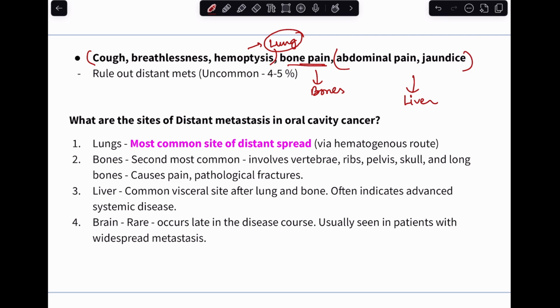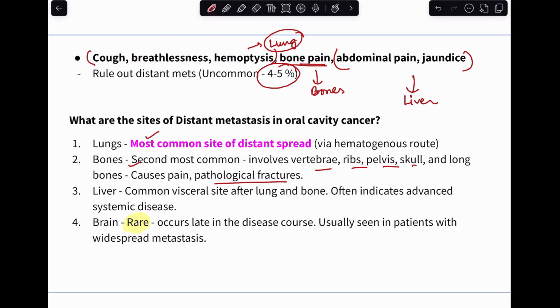But distant metastasis is quite uncommon in oral cavity cancer, with a chance of only 4 to 5%. Amongst these sites, as I mentioned, the lung is the most common. Second is the bones. Usually, amongst the bones, it involves the vertebrae, ribs, pelvis, skull, and the long bones, and it can present with bone pain or pathological fractures. Third site is liver. Liver is the most common visceral site right after lung and bone, and this will again indicate advanced disease. The rarest site to involve is the brain, which can occur very late in the disease course in a patient who has widespread metastasis.